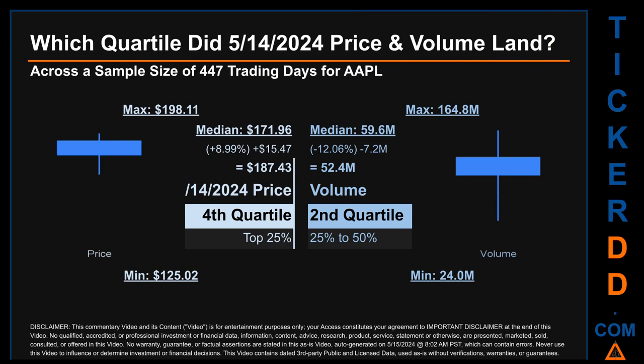Quartiles tell us about the spread of a data set by breaking that data set into quarters, just like how the median breaks the set into half. Descriptively, AAPL has a median price of $171.96. Therefore, May 14, 2024 price was higher from that middle marker by 8.99%. The day's volume of 52.4 million was less than the median by 12.06%.